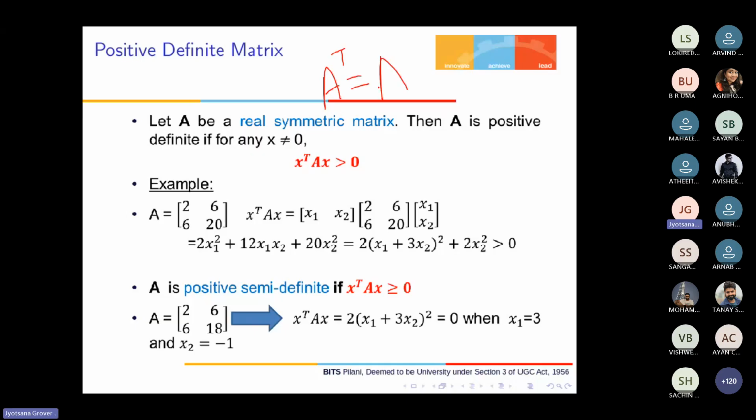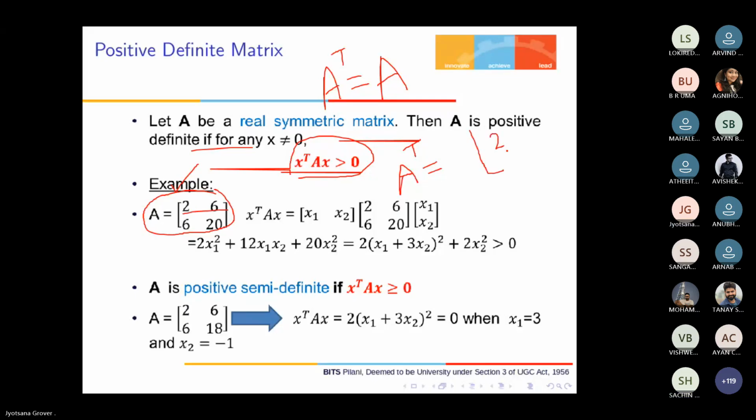Okay, then you call A positive definite when X transpose AX is greater than 0, where X is any non-zero vector. Now consider this A. Is it a symmetric matrix? You just take the transpose. What is the transpose of A? The first row will become the first column, 2, 6. The second row will become the second column. Is it symmetric? Yes, A transpose is the same as A.